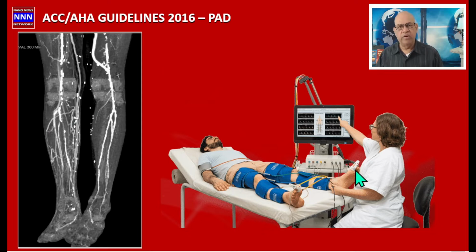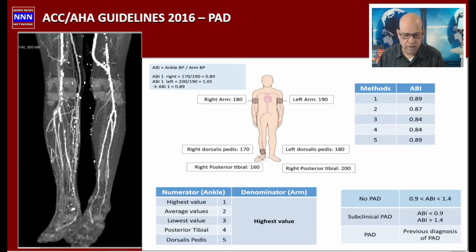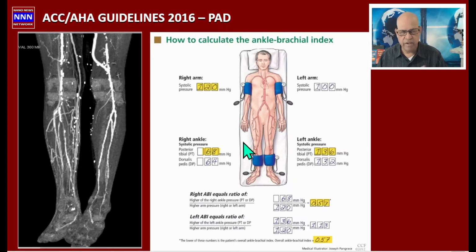So it is important for us to establish the diagnosis of peripheral arterial disease. And there are different ways to measure it. We're just showing you some different ways. The simplest thing is you measure the systolic blood pressure in the right arm. You measure the systolic blood pressure in the right ankle, which is like 68, 64. You take the average. Then you can do the same thing on the left side.